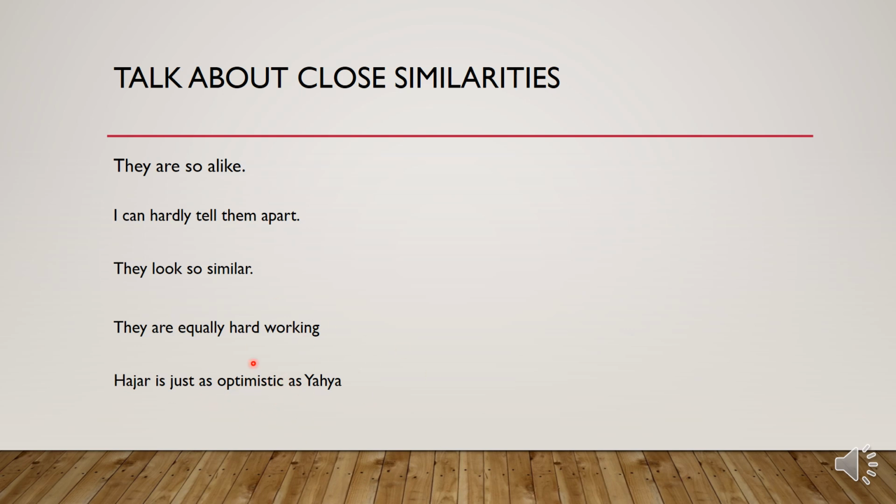So we use it for giving similarities. But here you can use it in another way. To talk about difference, you can say Hajar is just not as optimistic as Yahya. So this we can use it for people, but also you can use it for things. You can say, for example, football is just as interesting as reading. So it's for people and for things.